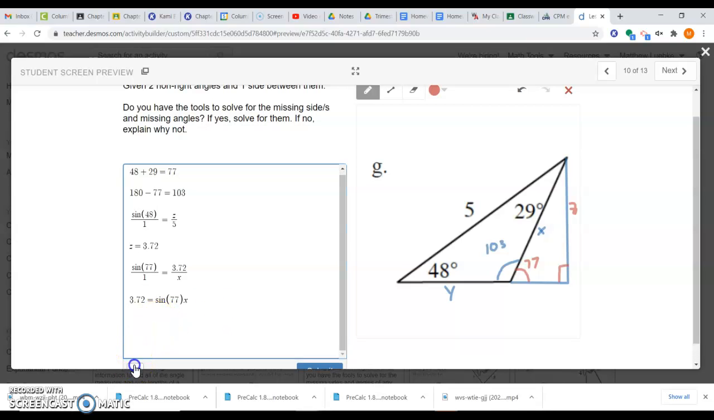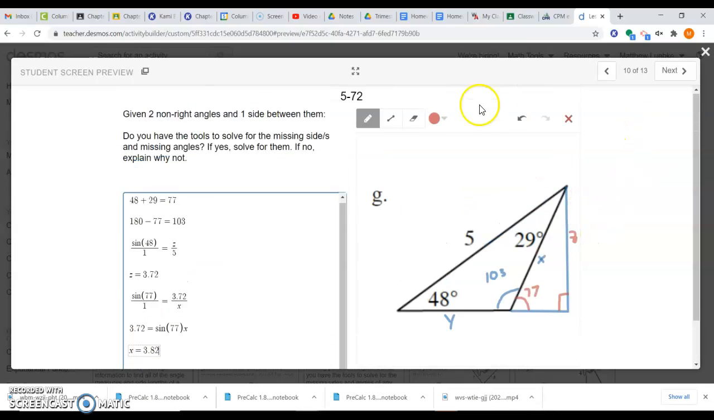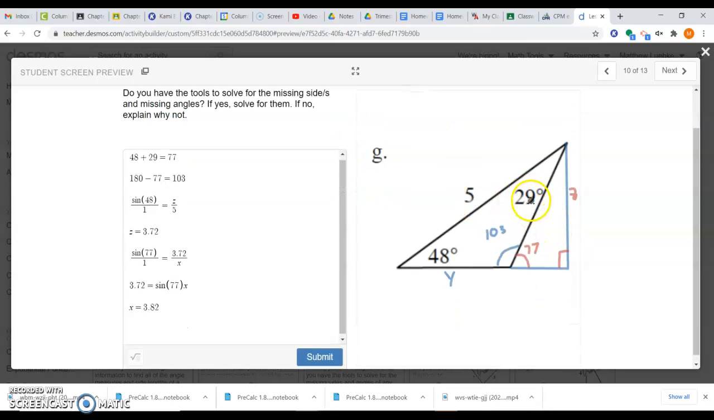Dividing both sides by the sine of 77, I have to use my calculator again, but 3.72 divided by the sine of 77 gives me 3.81, or I could round that to x equals 3.82. All right, so now I solved for x, so I actually did get a missing side of this triangle. It was 3.82, or if I just round it to 3.8 maybe.